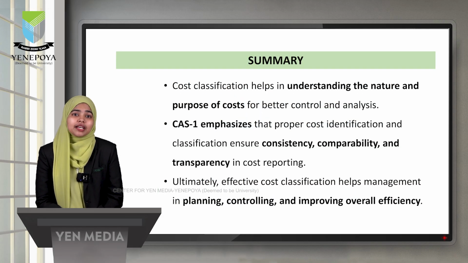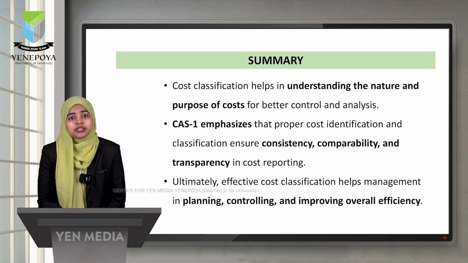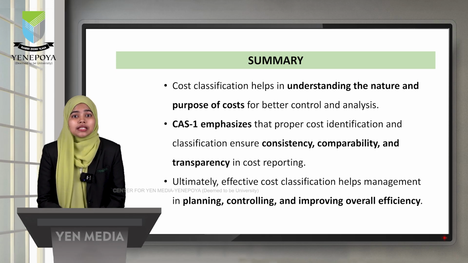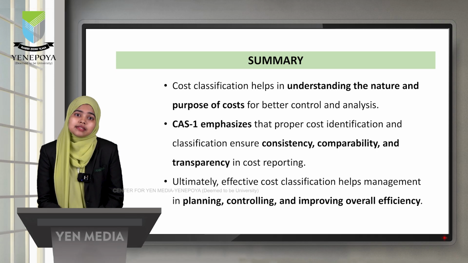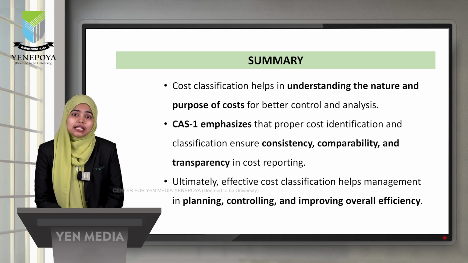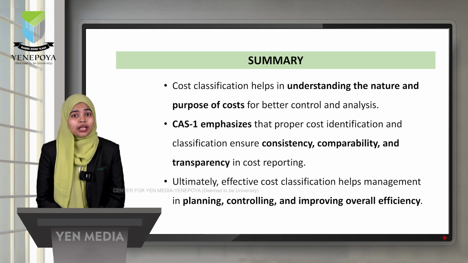To summarize, cost classification helps us understand the nature, behavior and purpose of cost. We looked at classification based on traceability, function, behavior, normality, time period and decision making relevance. Each classification serves a specific purpose, whether it's control, planning or analysis. According to Cost Accounting Standard 1, proper cost identification and classification ensure consistency, comparability and transparency. In short, effective cost classification forms a foundation for accurate cost management and sound decision making.